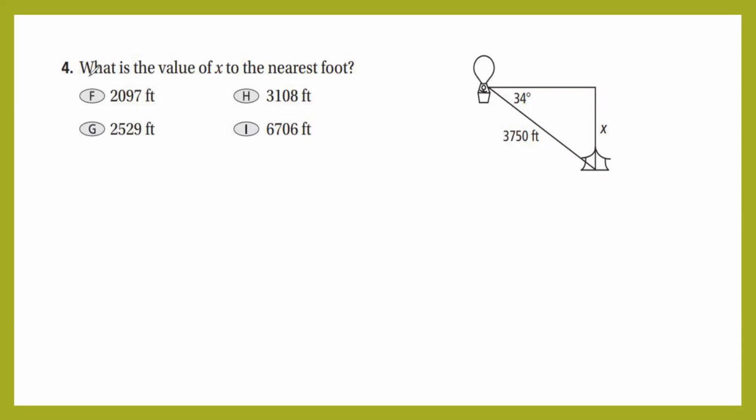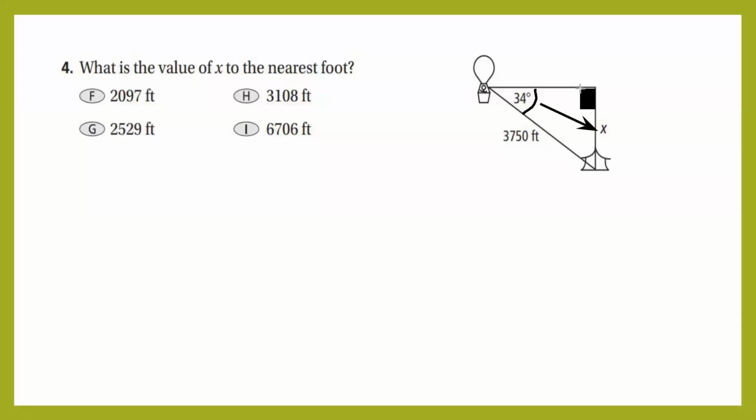Let's start today to understand some trigonometric problems. What is the value of x to the nearest foot? Here he needs just x. So this is part of the trigonometry. I have to look for the x position according to this angle. According to this angle, it is the opposite, right? And I have here the hypotenuse, so it's very easy.